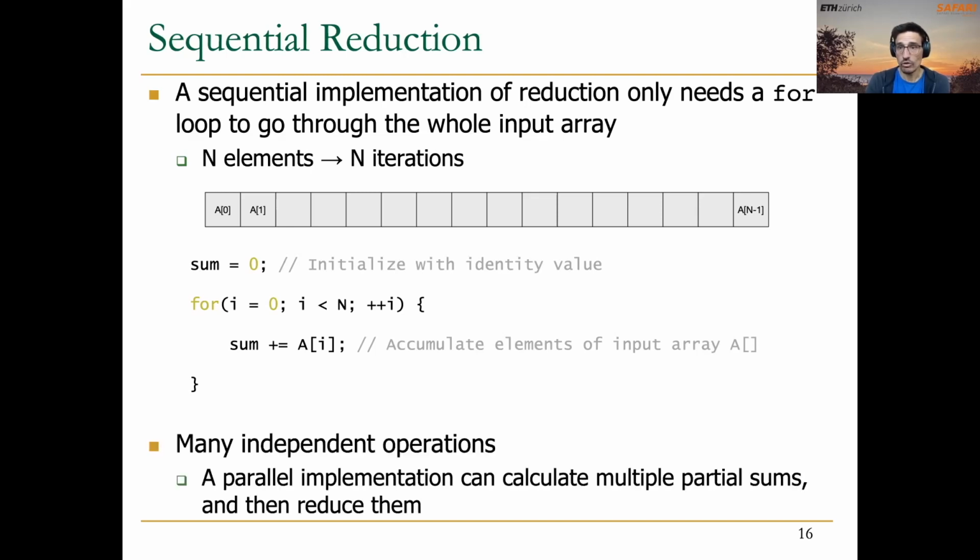There are many independent operations here, and a parallel implementation can calculate multiple partial sums and then reduce them. Observe that all these additions are independent or could be done in an independent manner of each other. Why is that? Because the sum is associative and it's also commutative.